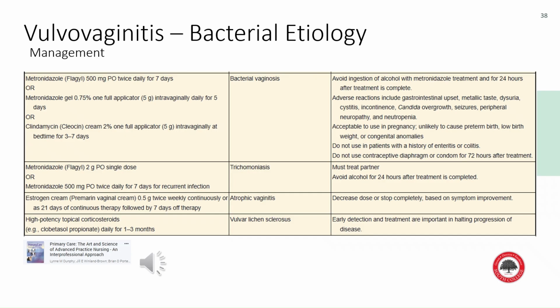Bacterial vaginosis, the mainstay is metronidazole or Flagyl, and this can be given orally twice daily for 7 days, or there's also the vaginal gel, and that's for 5 days, 1 applicator full, and that seems to be an easier solution because it's not systemically absorbed as much, and there's not the precautions related to the alcohol antabuse effect. And there's also a clindamycin cream that you can use at bedtime for 3 to 7 days.